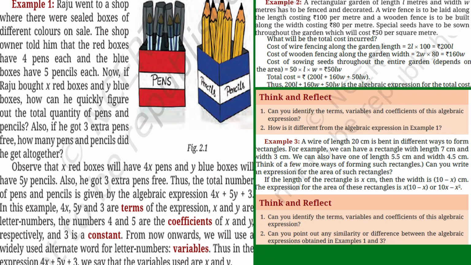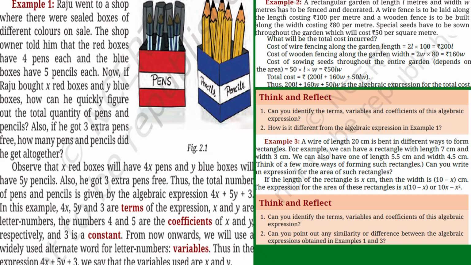So, what is the total cost incurred for fencing along the length? It will be 100L. Right. Now, it is for one of the lengths. We know in a rectangle we have 2L. So, along the length, what is the cost incurred? It is 200L. It is the cost of fencing along the garden length. Similarly, the cost of wooden fencing along the garden width is nothing but 160W. That you can very well understand. Now, one more piece of information is given, that the seeds are to be sown throughout the garden.